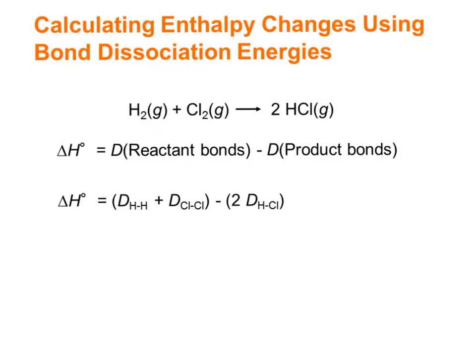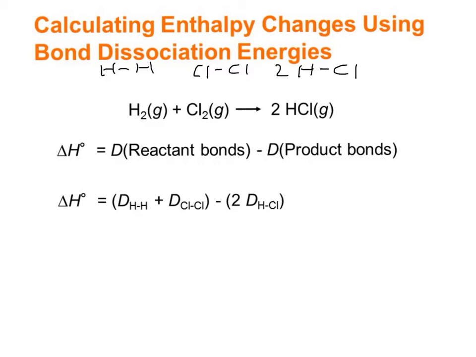All right, so let's actually work the example. The first thing you have to do when you work these problems is you have to actually draw the Lewis structures of the compounds if they're not drawn for you. In this case, our Lewis structures are about as simple as you can get. Next, look up the values of those bond dissociation energies.